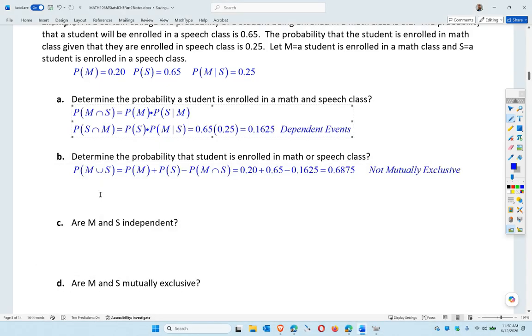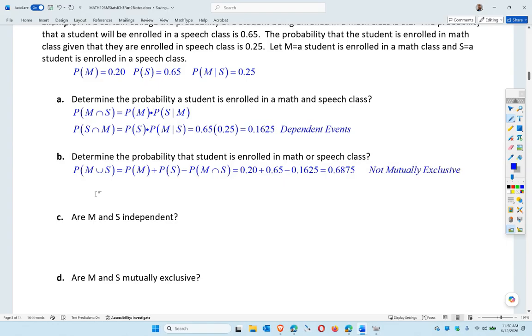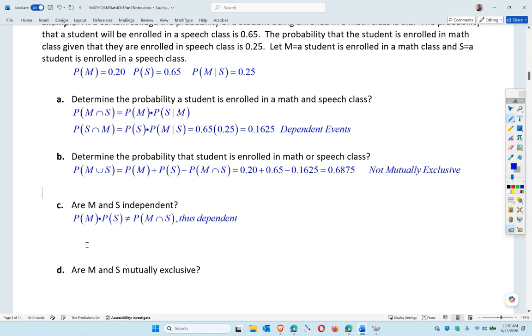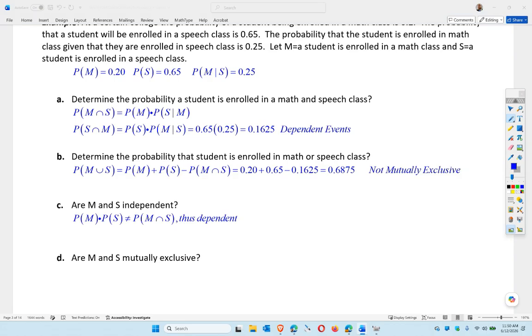Okay, so are M and S independent? Well, the second I see this right here, I know they're dependent, because one depends on the other. My guess is there's some kind of prerequisite. Are they mutually exclusive? No, we just proved that they are not. My guess is being enrolled in both at the same time is probably possible at this particular school.